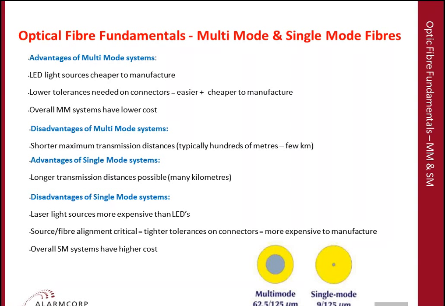And the drawing at the bottom of the screen gives you some idea of the relative diameter of a multi-mode core inside the fiber versus single-mode. As you can see, in a multi-mode fiber, the core diameter is 62.5 micrometers, whereas the total fiber diameter is 125 micrometers. So we can see that the core is actually half the diameter of the overall fiber. Whereas in a single-mode fiber, the core is only 9 micrometers versus an overall fiber diameter of 125 micrometers. So the core is less than 10% of the total fiber diameter.